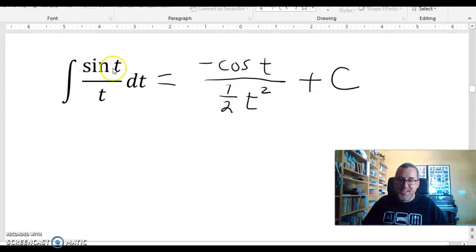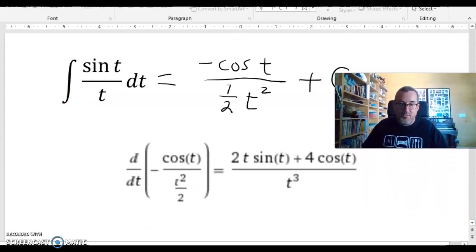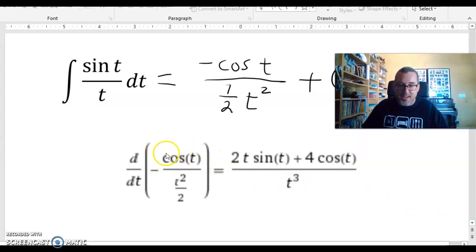No, you cannot just integrate the numerator and denominator of this rational expression separately. In fact, if you checked it with Wolfram Alpha, the derivative of this should take you back to this. I don't have the time to do that in the video, so let's just have Wolfram do it for us. Is the derivative of negative cosine t over 1/2 t squared just sine t over t? No, because to take the derivative of this, you would need a quotient rule, and a quotient rule is going to produce ultimately this, not just sine t over t. So no, that is not going to work.